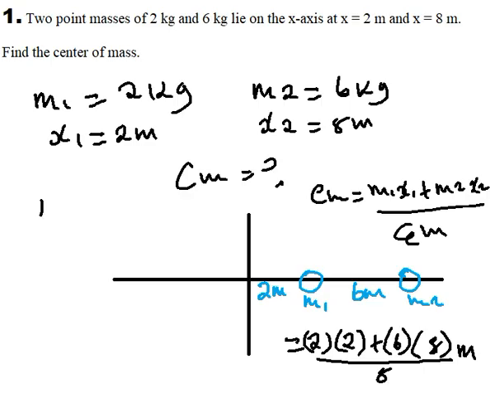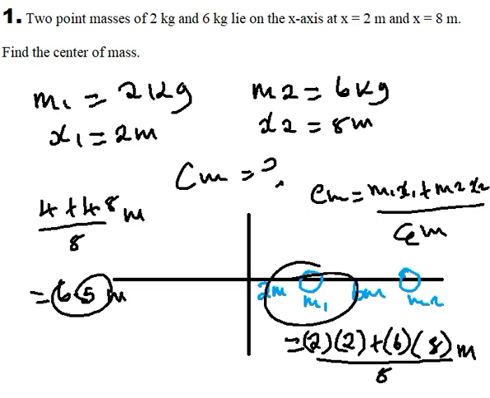Then 2 times 2 is 4, plus 6 times 8, which is 48. We have 48 plus 4, divided by 8, in meters. That will be given as 6.5. So that is 6.5 meters, the center of mass of the given system. So keep that in mind.